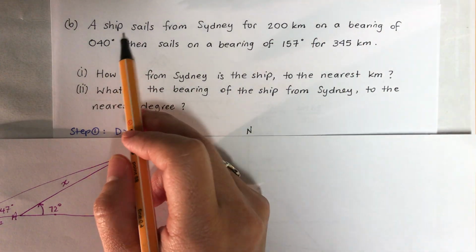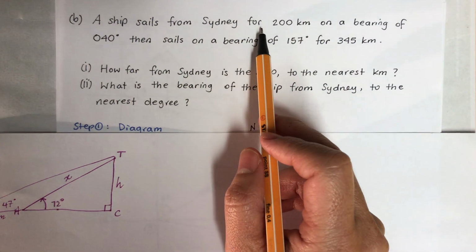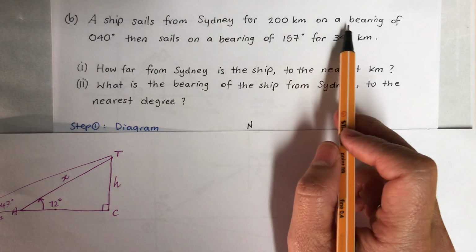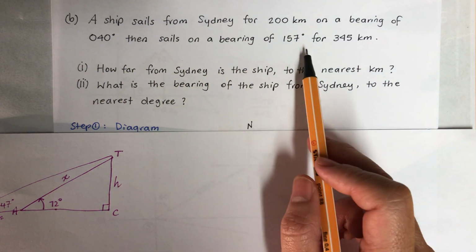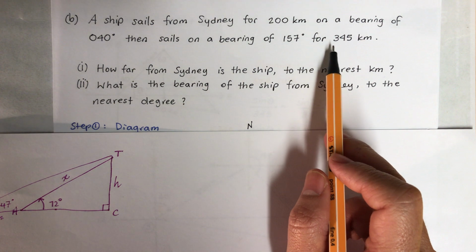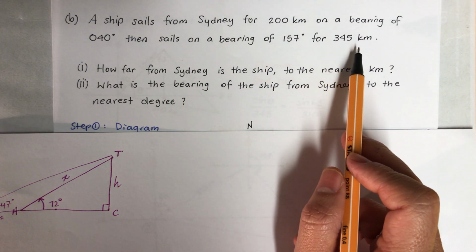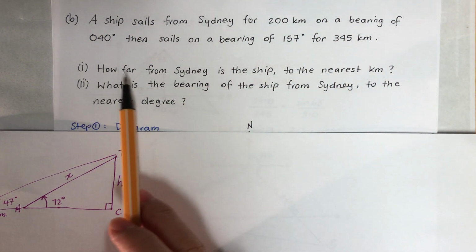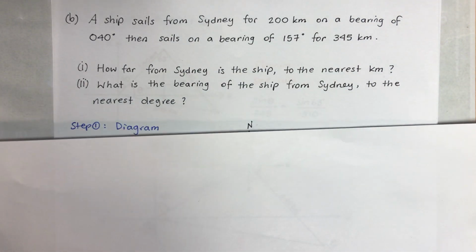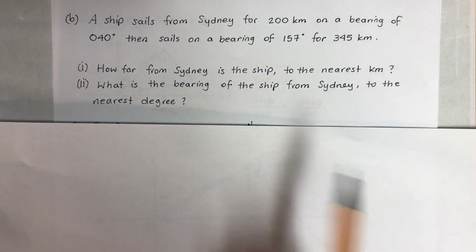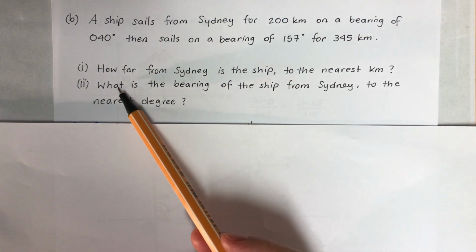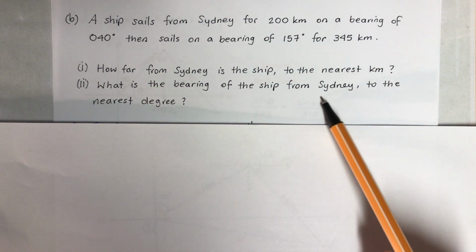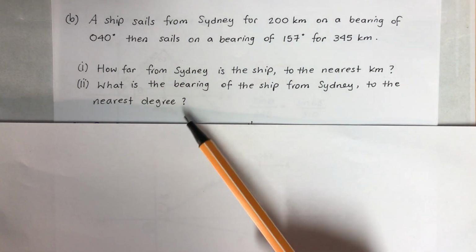Okay. A ship sails from Sydney for 200 kilometers on a bearing of 40 degrees, then sails on a bearing of 157 degrees for 345 kilometers. And they ask how far from Sydney, to the nearest kilometer. And part 2, what is the bearing of the ship from Sydney to the nearest degree?